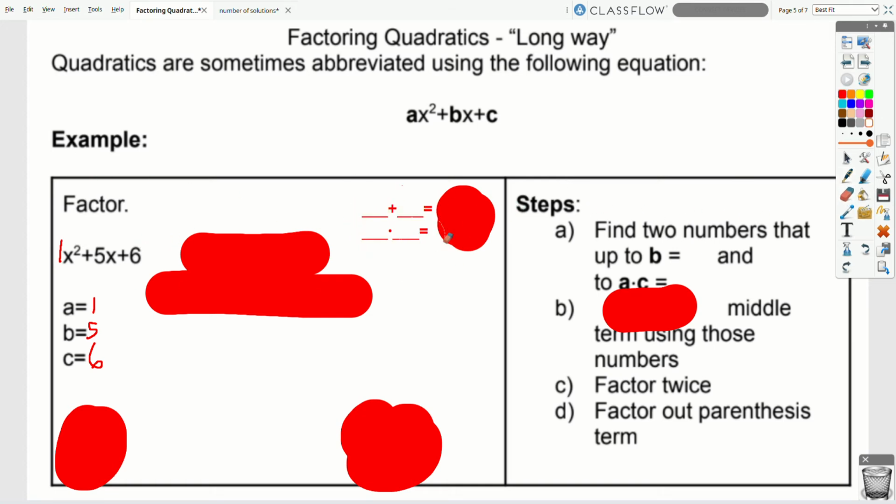find two numbers that will add up to b, the middle number. The middle number b is 5. So we need two numbers that add to 5 and that multiply to whatever a times c is. Let's find a times c first. A times c is 1 times 6, so we need two numbers that also multiply to 6. It's the same two numbers that will add up to 5 and multiply to 6. Those numbers are going to be 3 and 2.